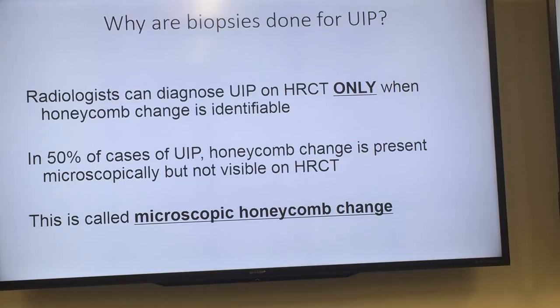Why do we need to know if it's UIP or not? What is the alternative? What else might they find in these ILD biopsies? Can somebody give me some examples? If everything is not UIP, what are the other things in the differential? Hypersensitivity pneumonitis? Organizing pneumonia? NSIP? Anything else? Sarcoidosis. Fibrotic sarcoidosis happens sometimes. Anything else?